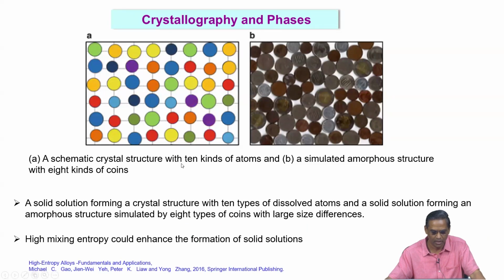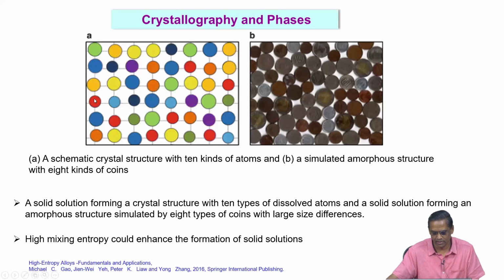But if you have a close look at this, each one has a different diameter, and then you have interstitial space also quite randomly distributed. But still you can call this a crystal structure because it is occupying some kind of an ordered lattice. You have all the atoms occupying an ordered lattice.